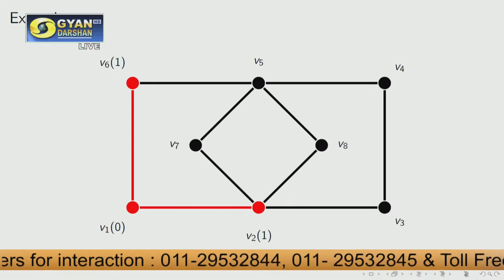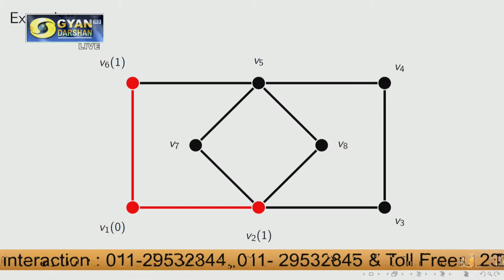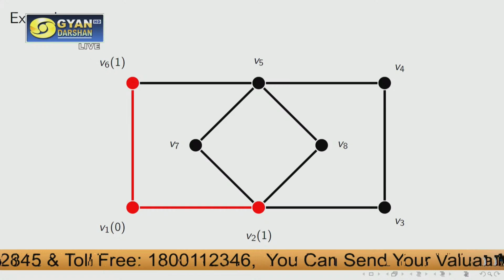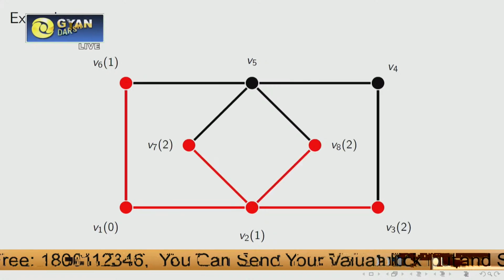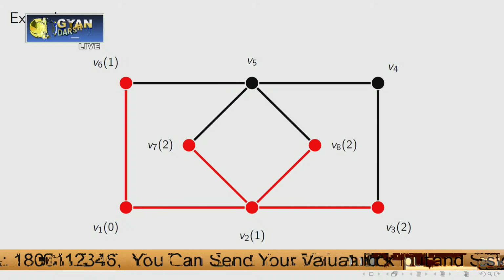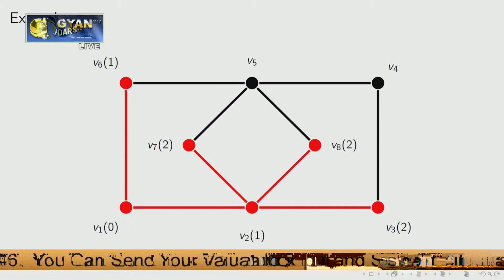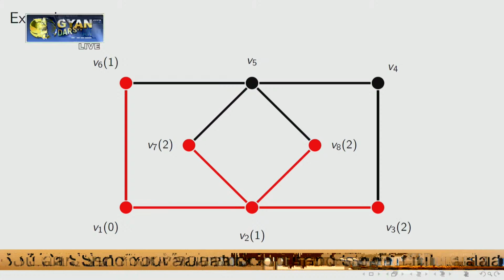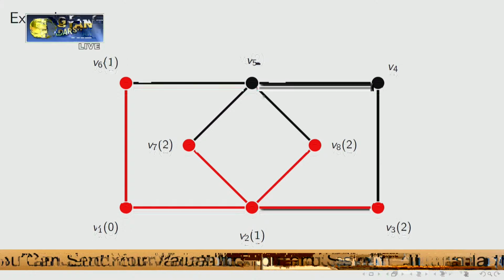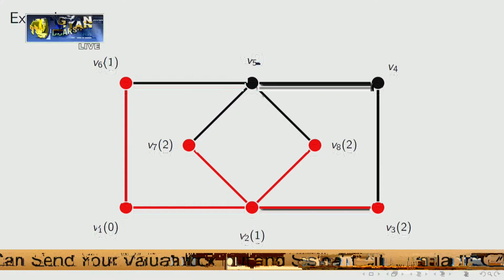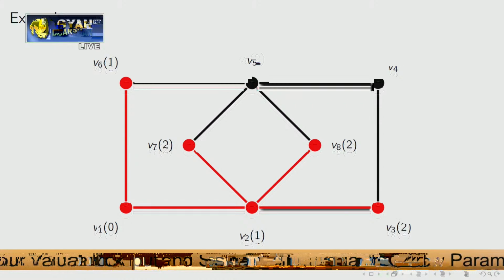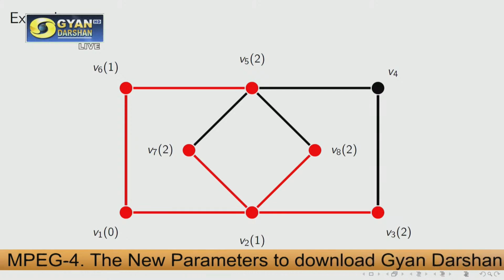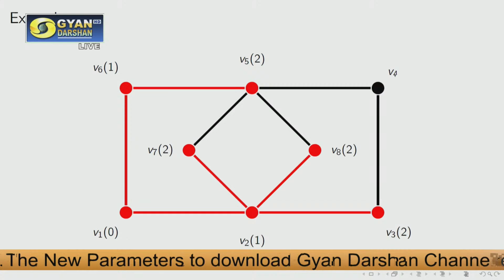Okay, now from V2 we visit its three neighbors, which are V3, V7 and V8 in this order. Their distances are marked as 2 because V2 has distance 1, right? From V6 we visit V5. V6 has distance 1, so V5 has distance 2. And now following the order, we visit the vertex V4 from V3, so its distance is computed.